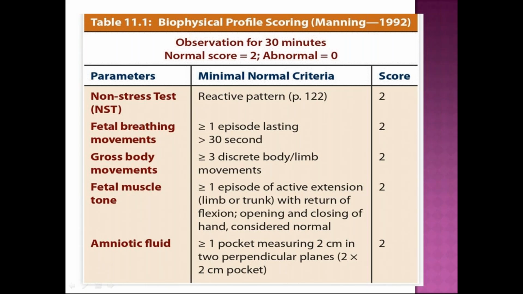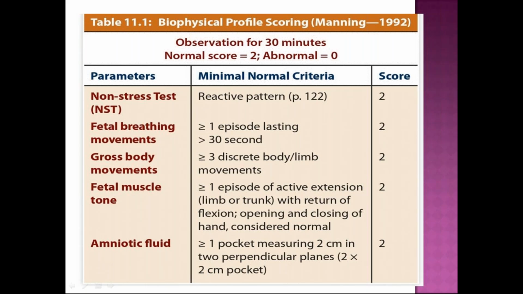So there is complete extension and flexion, either of the head or the vertebrae, complete extension from one point to another. Complete extension and flexion, and amniotic fluid volume. Again, we have to address this because it is important. At least one pocket. We will talk about amniotic fluid volume again. It is measured as the vertical amniotic fluid measurement in 4 quadrants. We are doing all these things.